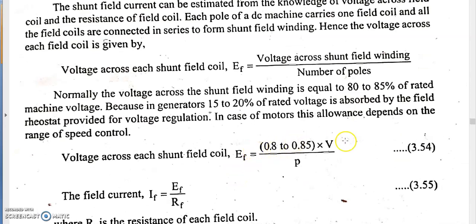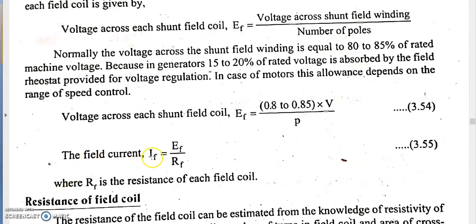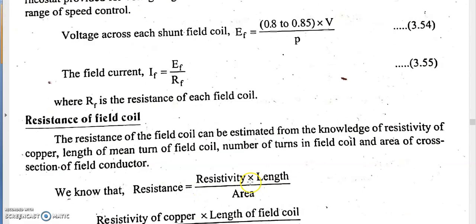So subtracting this 15 to 20 percentage, we are getting 85 to 80 percentage of the rated voltage V applied across the shunt field winding. So to calculate the voltage across the shunt field winding, EF is the shunt field winding voltage. So that is 80 to 85 percentage of the rated voltage per pole. Okay. And field current is EF by RF. RF is the resistance of each field coil. So then we need to calculate the resistance of the field coil. Only then can the dimensions of the conductor be calculated.